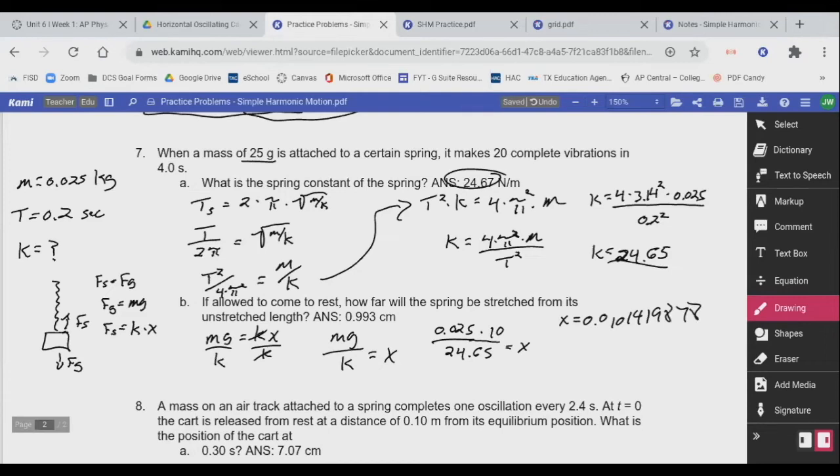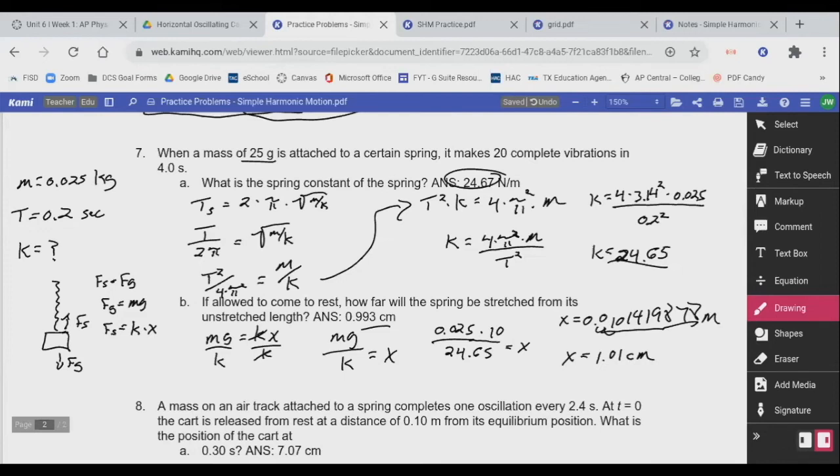Now, why is my answer so much different than theirs? Because you use 10 instead of 9.8. No, my answer is really different. They have 0.993 and I have 0.0101. Why is my answer so different? Their answer is in centimeters, and your answer is in meters. Exactly right. Our formulas use meters. If you want to use centimeters, you've got to bump that over two places, multiply by 100. And I have x is equal to 1.01 centimeters. They have 0.993. We're within millimeters of each other.